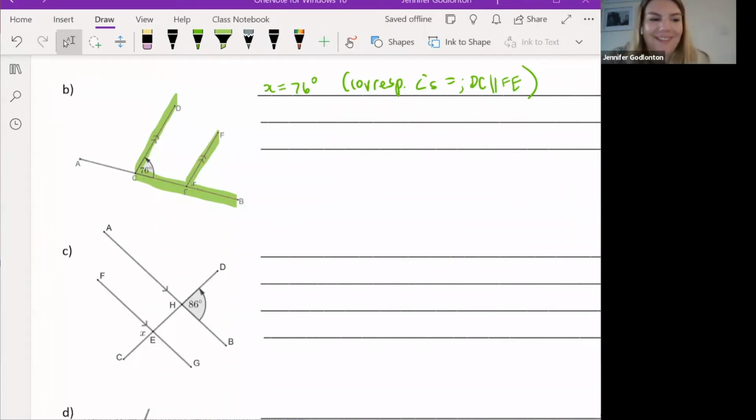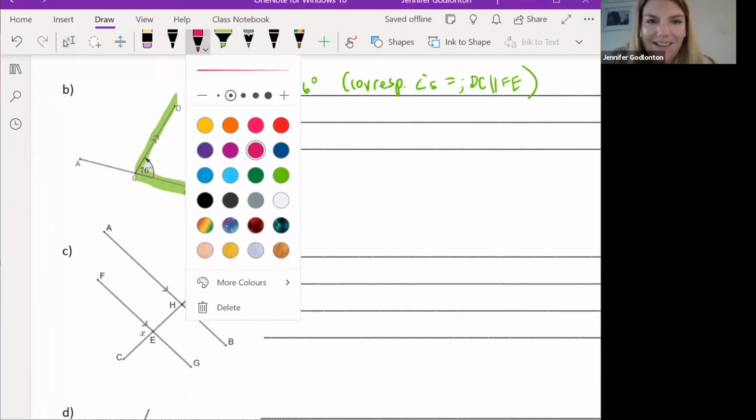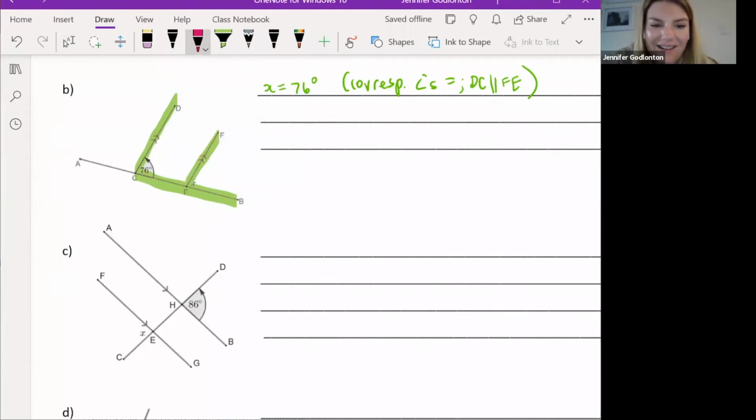Hi, ma'am. Okay, tell me what to do. Okay, so first you're going to start with vertically opposite angles. So I would say 86 degrees equals H because it's vertically opposite. Okay, I really like that. Can I just call it H? I don't think so. No.